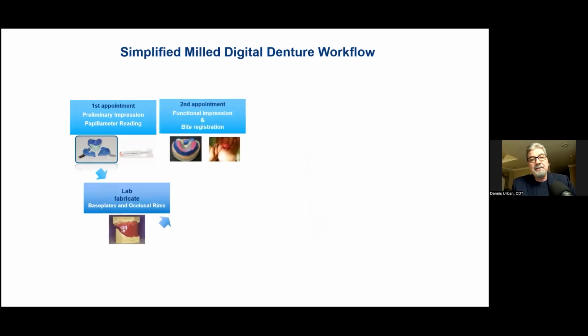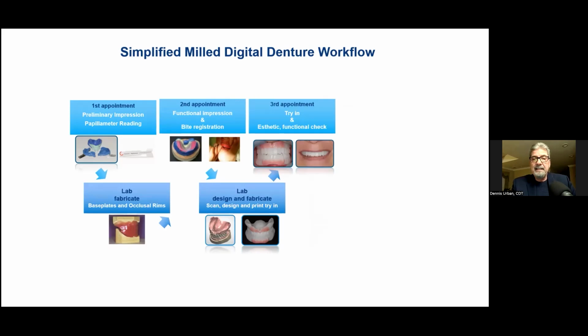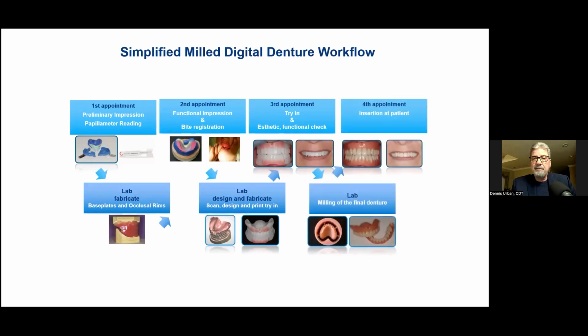And when you send it back for that second appointment, the doctor's going to take a functional impression by registration, send it back to us. We're going to scan, design, and print to try in. And the third appointment, we're going to try it in. And if everything goes well on that fourth appointment, we can give you the final denture.